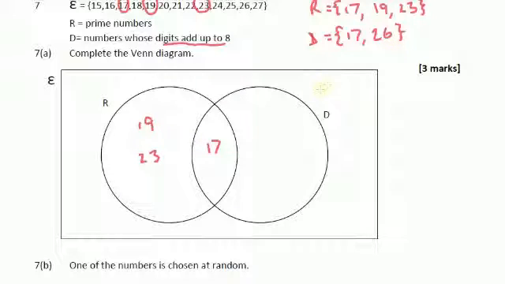And 26 is the other member of D, so I can put that in there. And everything else of the universal set belongs outside the circles but inside the rectangle, so I can put 15, 16, not 17, no, that's already there, 18, not 19, 20, 21, 22, 24, 25, and 27. There we are.